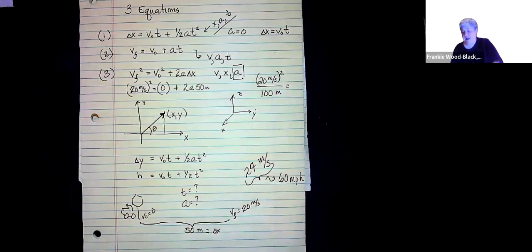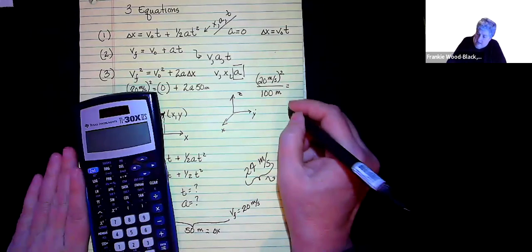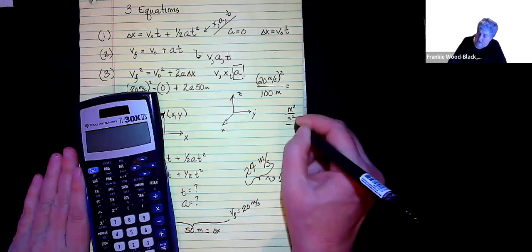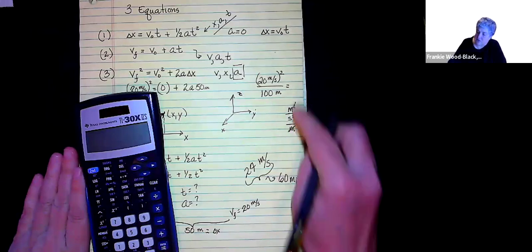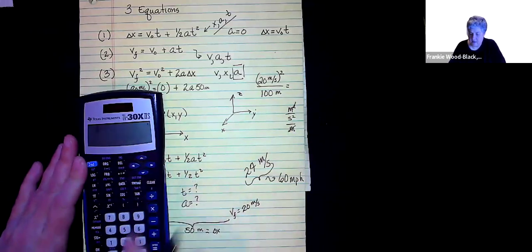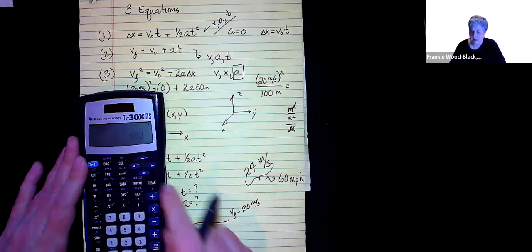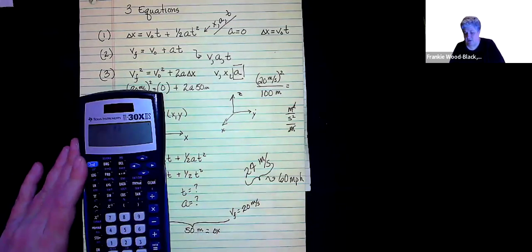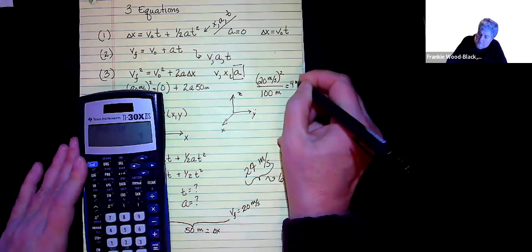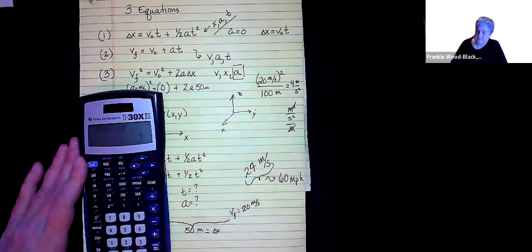Now I can do that calculation, and I'm going to end up with meters squared per second squared divided by meters. Those will cancel, so I'm in meters per second squared, which is an acceleration. That's all good. So I'm going to do my 20, I'm going to square it, I'm going to divide it by 100. And so my acceleration is 4 meters per second squared.